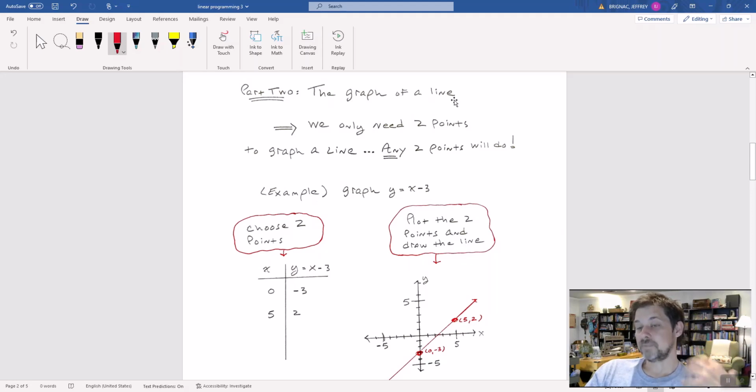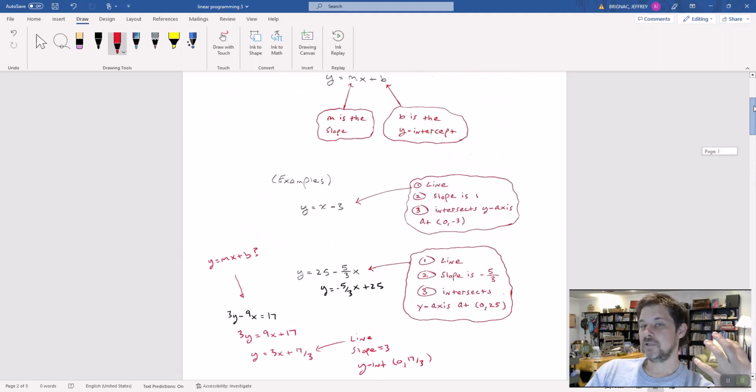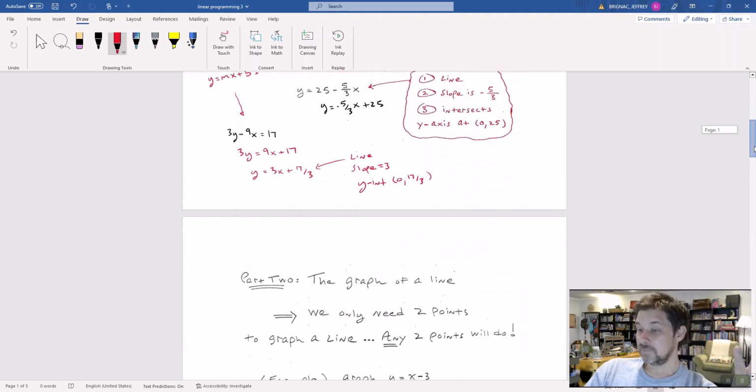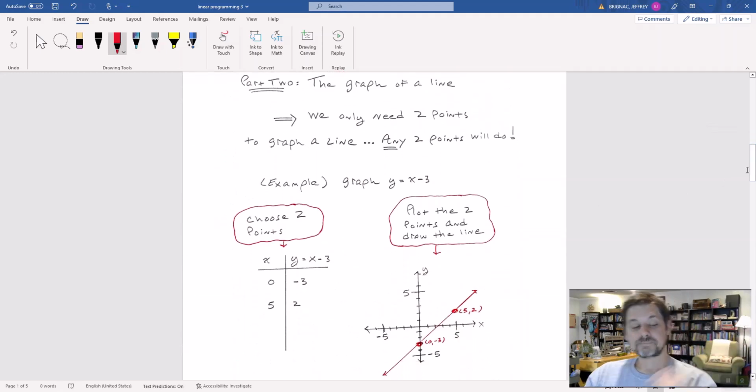Okay? Now, let's suppose that you wanted to, given some equation of a line, know something about its graph. Okay? Alright, so you only need 2 points to graph a line, and any 2 points will do. Think about it. What's the bare minimum that you would need to know to graph a line? Like if I said this point right here is on the line, is that enough? That's not enough. 1 point is not enough.